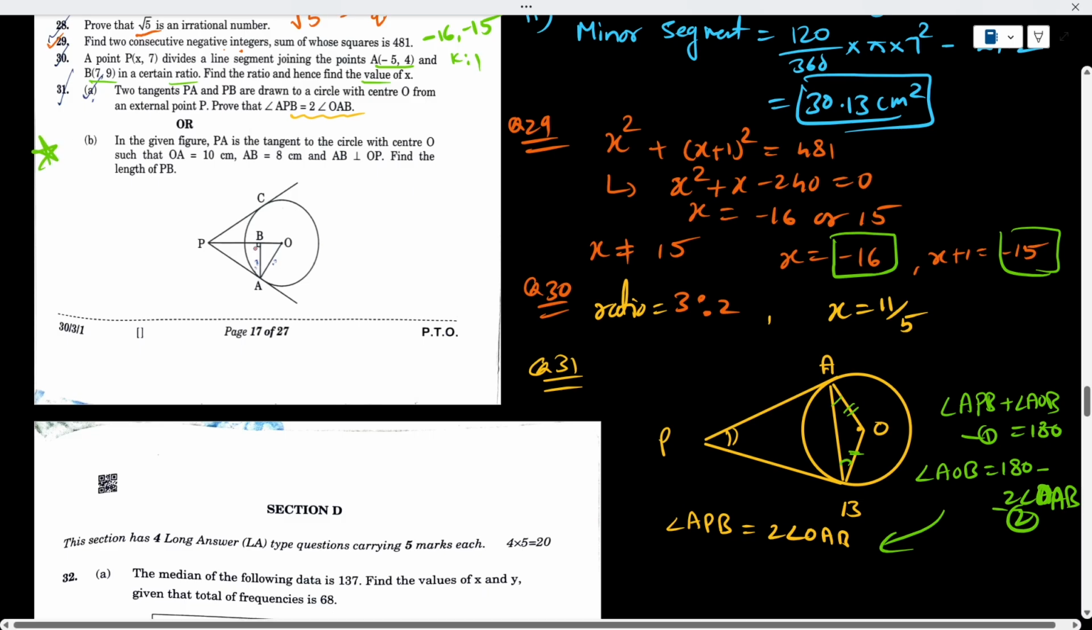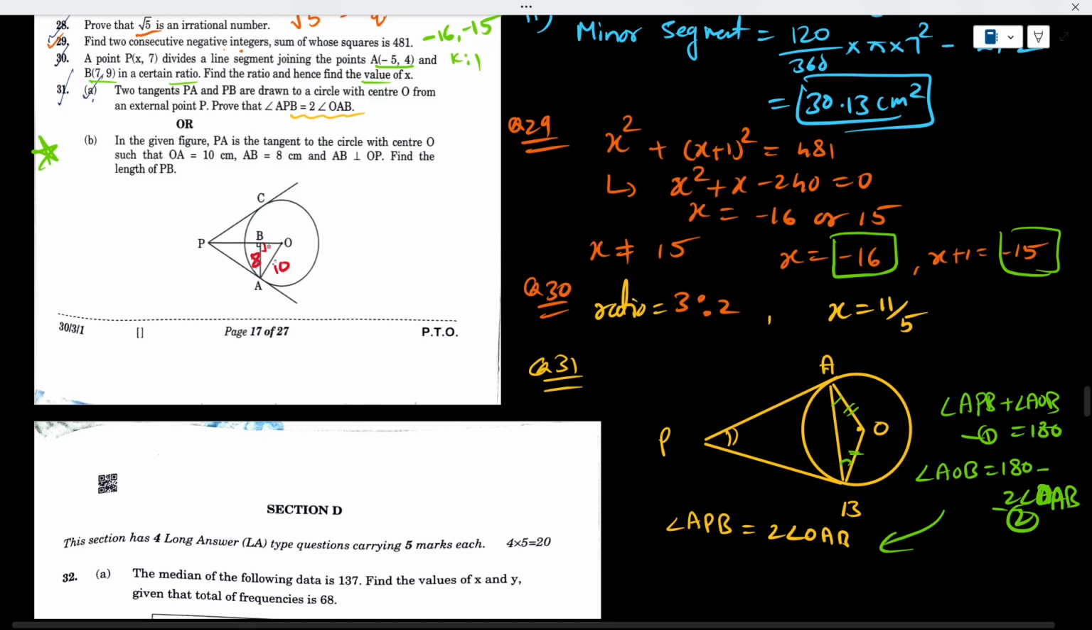In this question, it's given that OA is 10 centimeter and AB is 8 centimeter. Using the Pythagoras theorem, because it's a perpendicular, you can get the length OB, that is going to be 6. So OB will be equal to the square root of 10 squared minus 8 squared, that is 6 centimeter. Once you get that, you will prove that both the triangles are similar, because we need to find out the length of PB.